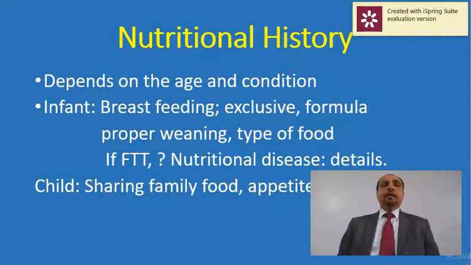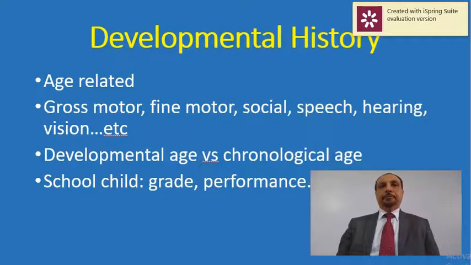But in all children, of course, sometimes if the child looks appropriate for his age and the growth is appropriate for his age, we only ask whether he is sharing family food. Sometimes we will speak about appetite and the food types of the child. Developmental history sometimes depends on the nutrition. That's why we start with nutritional history before the developmental history. And developmental history, especially in infancy and the preschool age, it is important to speak about it in detail.